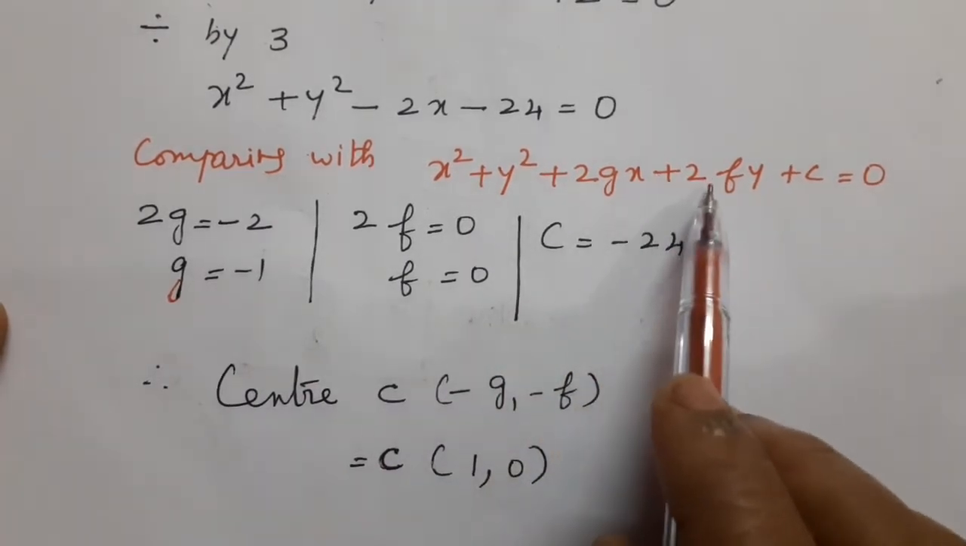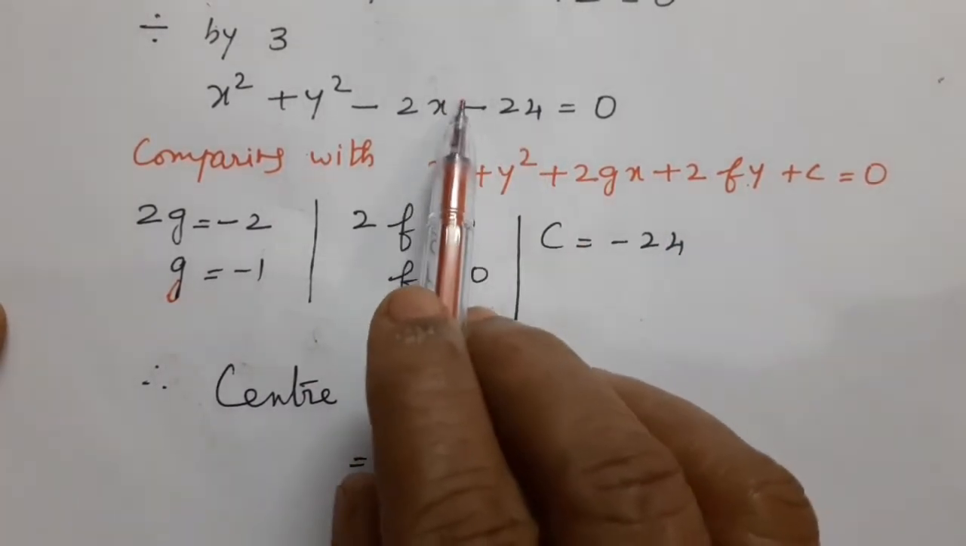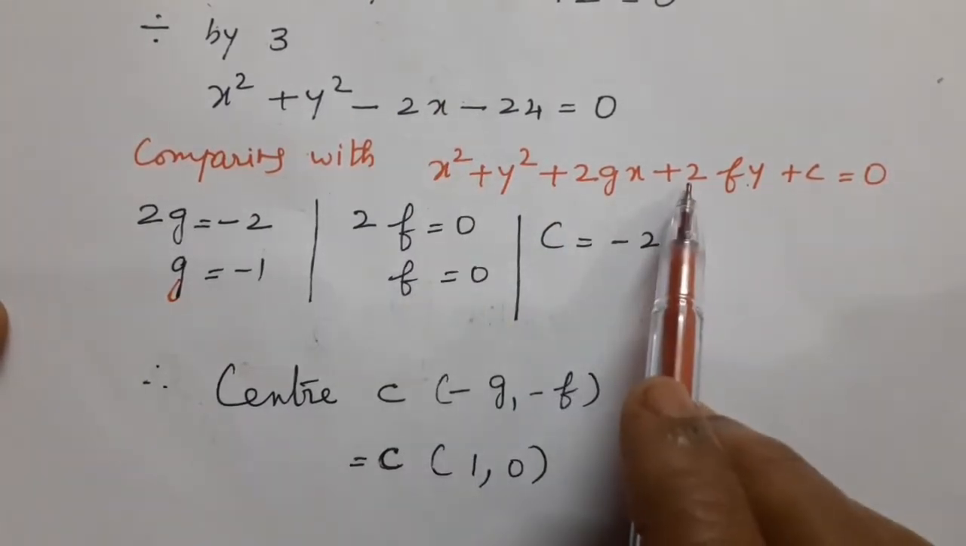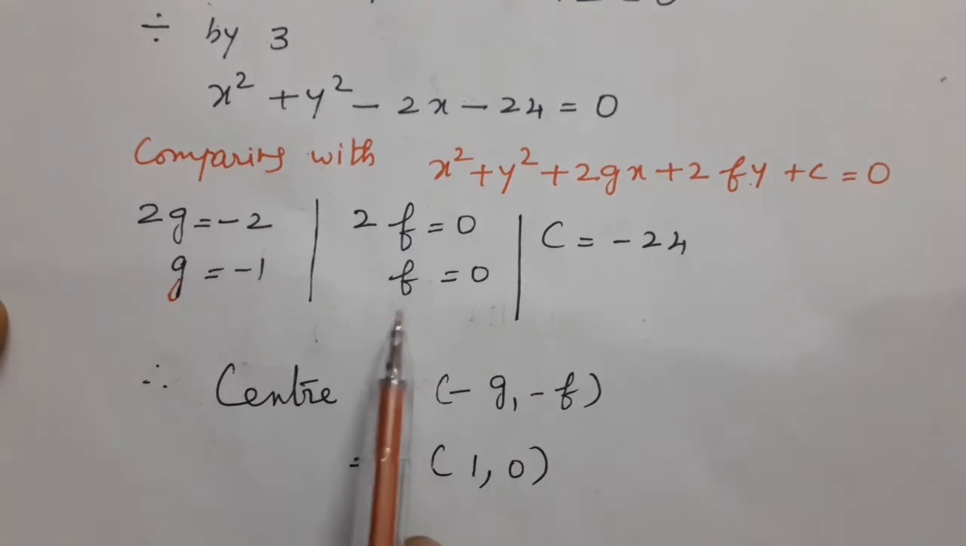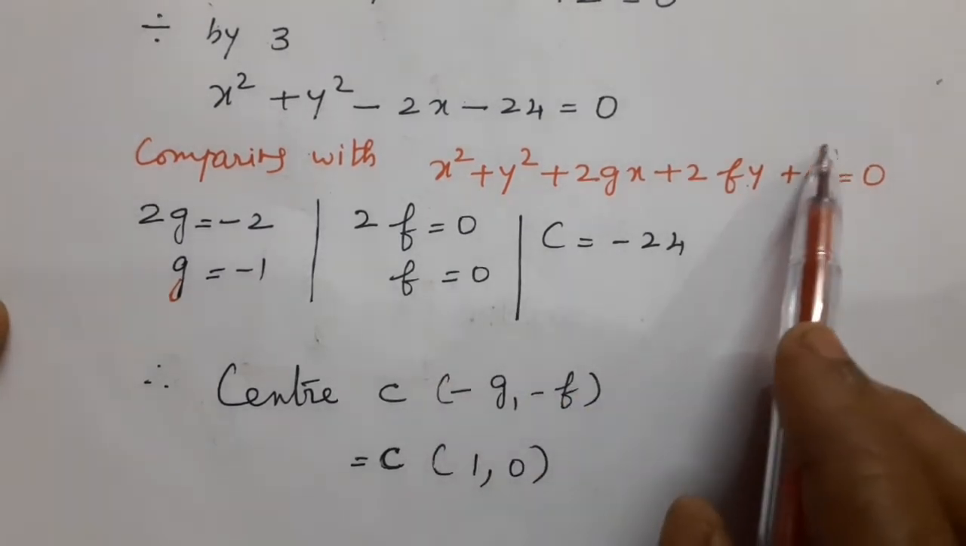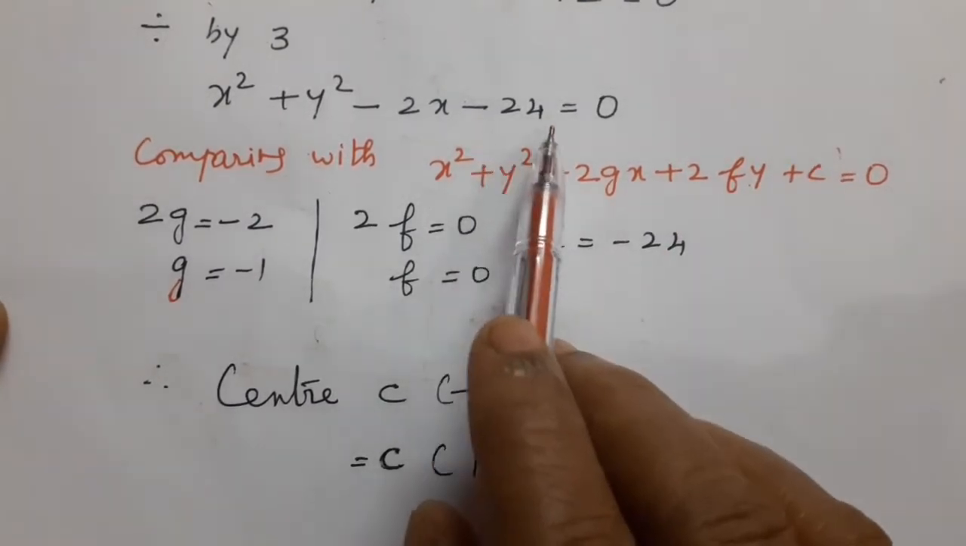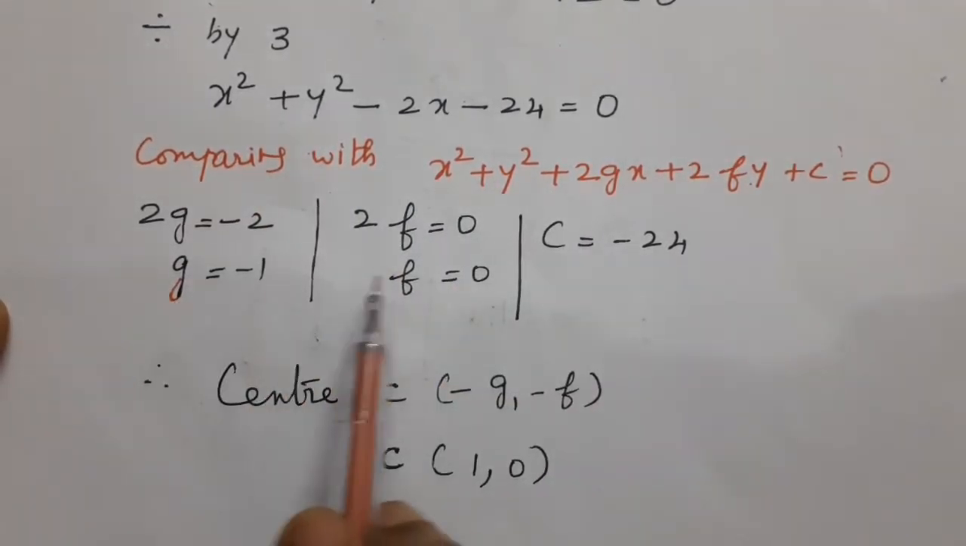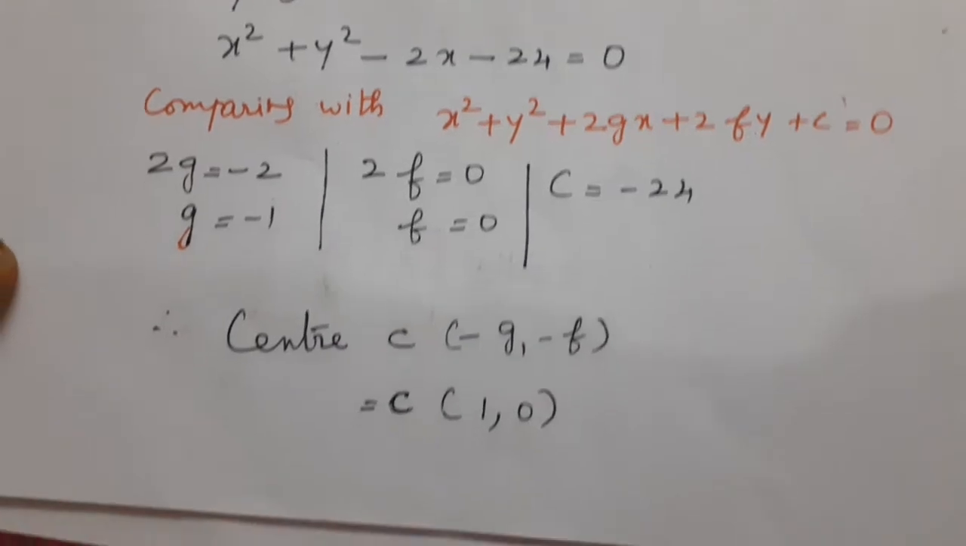Again, comparing the y term. There is no y term here in the equation of the circle. Therefore, comparing the y coefficient, 2f equal to 0. That is f equal to 0. What is the constant? c equal to nothing but what? Minus 24. So, comparing the equation, we get the values of g, f and c.